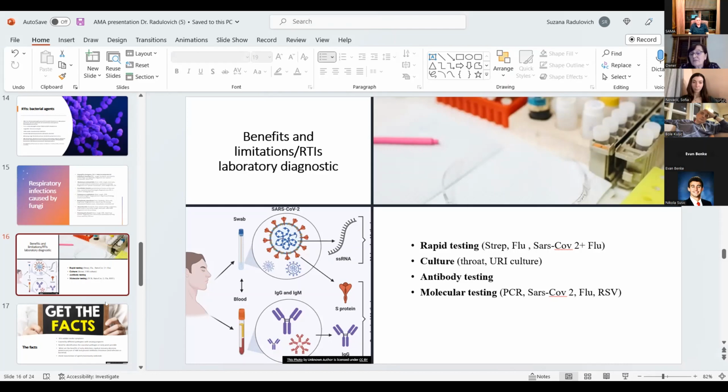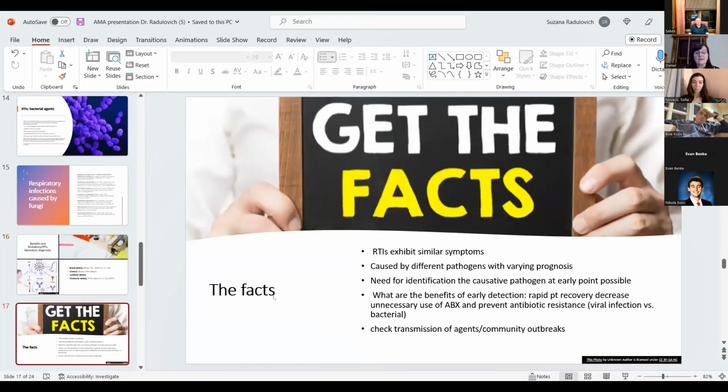These tests take 15 minutes. And then if they are negative, we send for the culture: throat culture, upper respiratory culture, sputum culture. You all are familiar with molecular testing due to the COVID in the last 2 years.